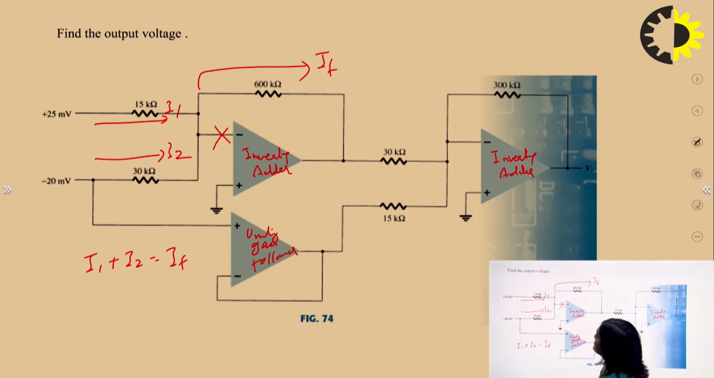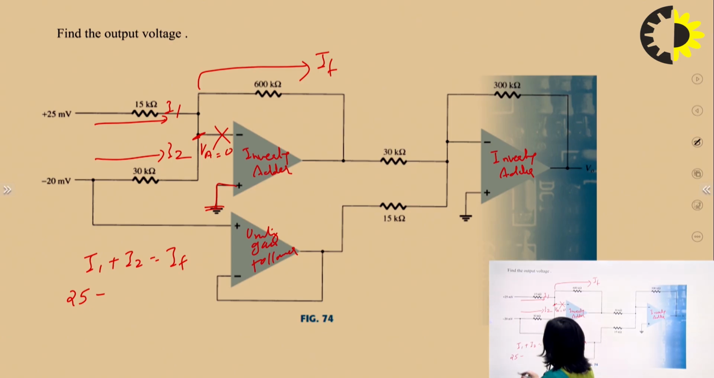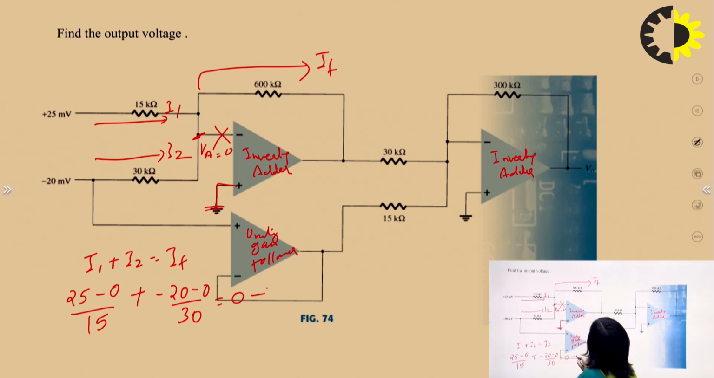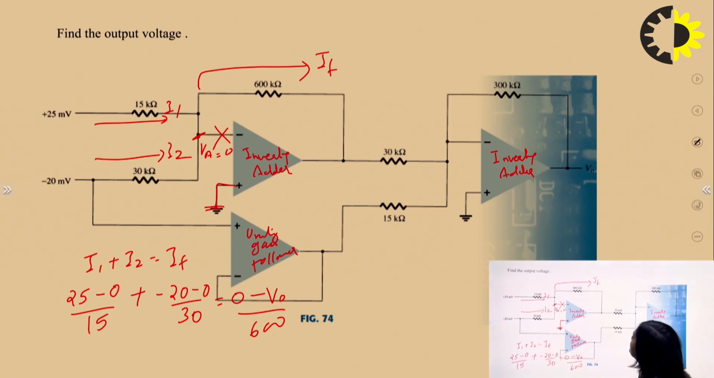Okay. So we can find the value of I1 like 25 minus the potential at this terminal. Due to the virtual ground, this terminal is grounded, so VA would be equal to 0. So 25 minus 0 upon 15 plus minus 20 minus 0 upon 30 equals 0 minus V0 upon 600. V0 means this one, V0 1.